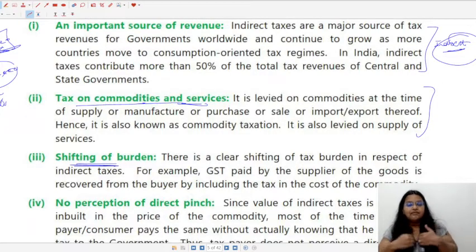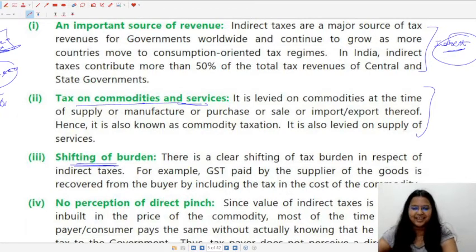For example, if I am going to the shopkeeper to purchase a mobile, ultimately the burden is on my pocket. I have paid 2,700 to the shopkeeper, but then the shopkeeper pays it to the government. So there is a shifting of burden. That's why incidence and impact are on different persons. The same is going to be in customs, which we are going to study in the CA Final. Okay. No perception of direct pinch.